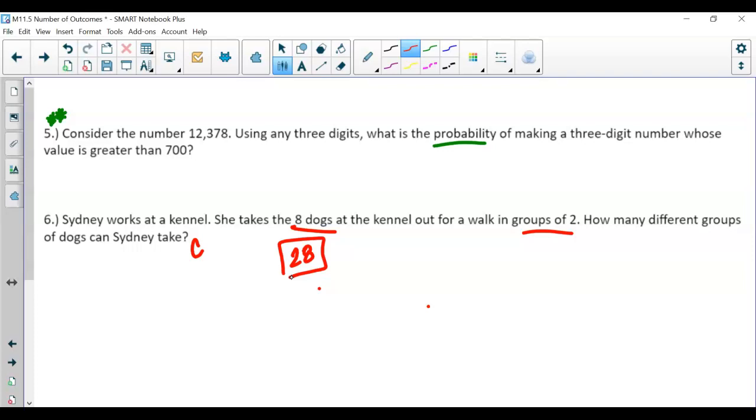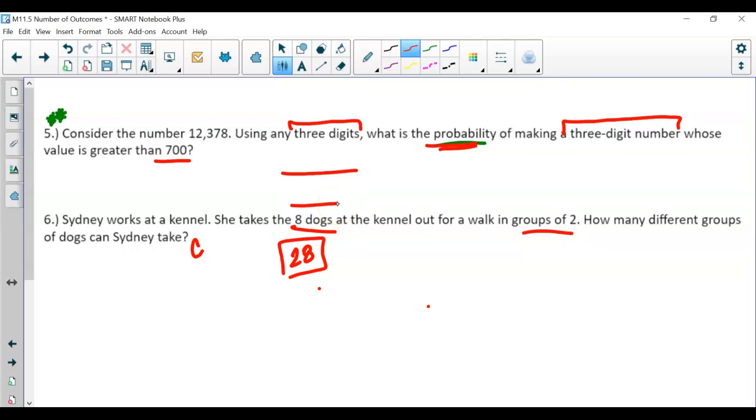So now number 5. Here they're just saying consider this number, right? But we're only focusing on creating 3 digits. What is the probability of making a 3-digit number whose value is greater than 700? So first off, how many total different 3-digit numbers can be made?